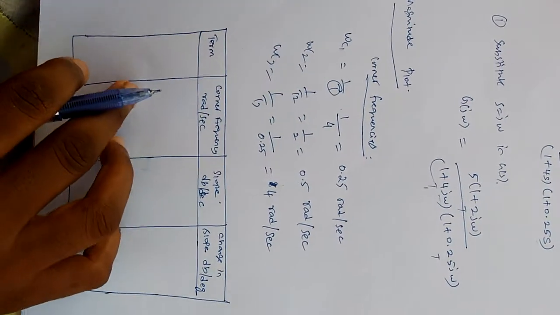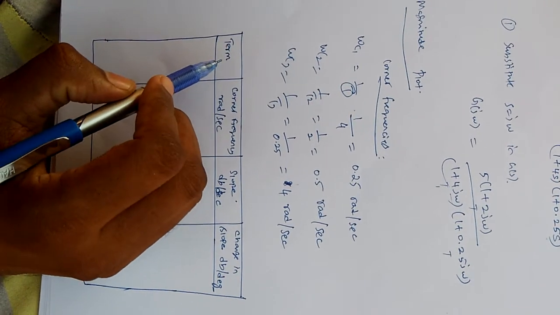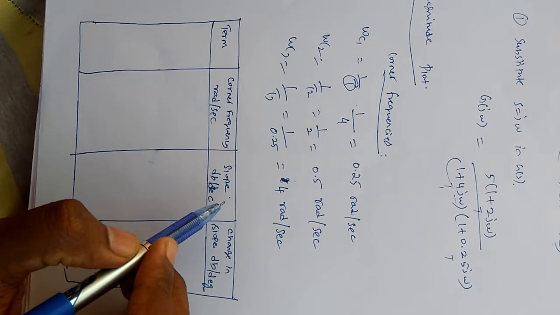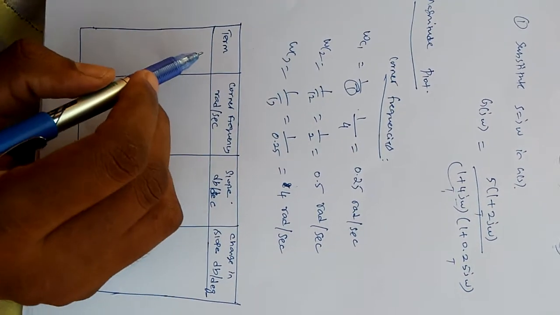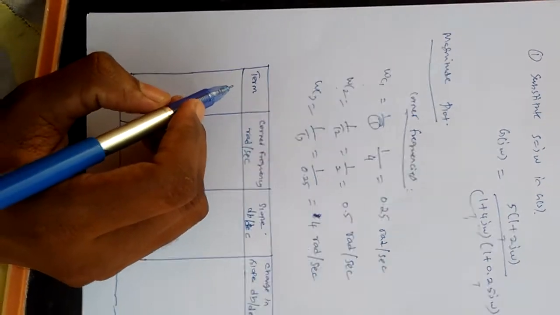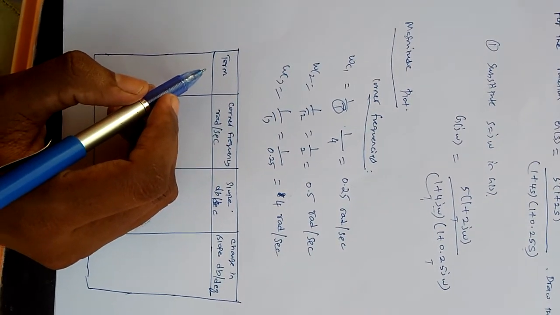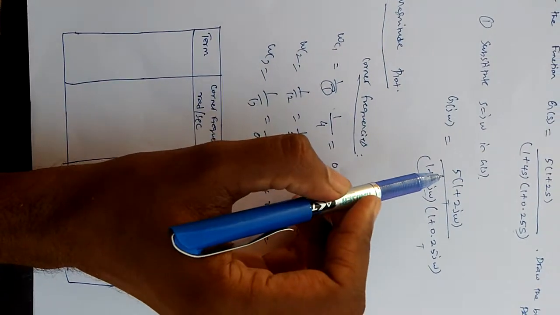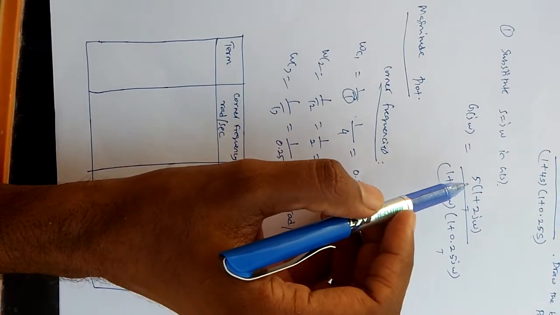In this, we have to draw a table. We list out the corresponding corner frequency, the slope, and the change in slope from one term to another term. We have to list out all those things. The first term should be either K, or K by j omega, or K into j omega. Here we have a constant K, so that is our first term.